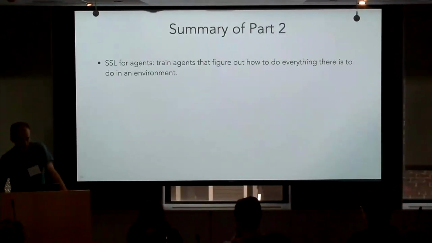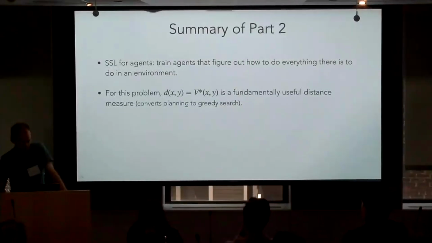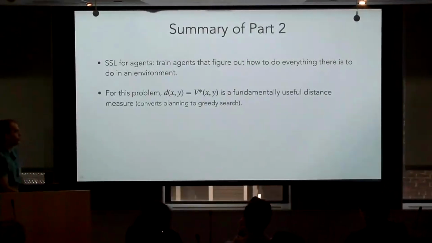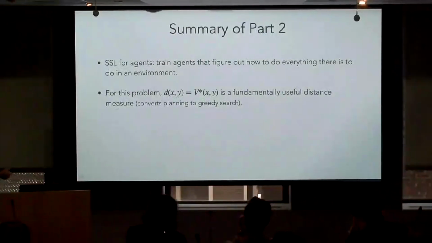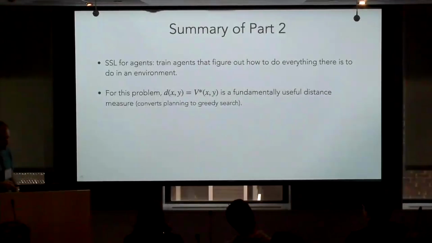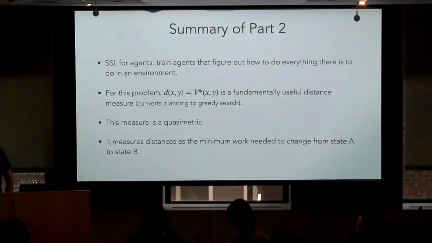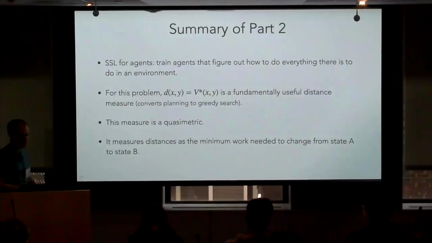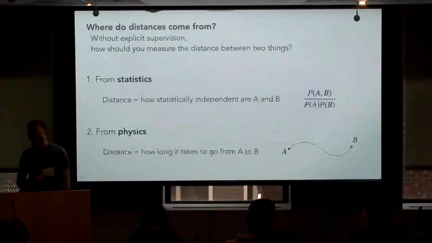Okay, so summary of that part. I think a nice idea for SSL in the era of agents is to try to figure out everything there is to do in an environment. For this problem, the optimal value function is a fundamentally useful distance measure because it converts planning into greedy search. Just go to the locally highest value next state. This measure is a quasi-metric, and we can impose that structure, and we can come up with new algorithms to learn that. And the answer for how to measure distance from this part of the talk is to measure distance as the minimum work you need to do to change the world from state A to state B. It's a very kind of physical way of understanding distance.